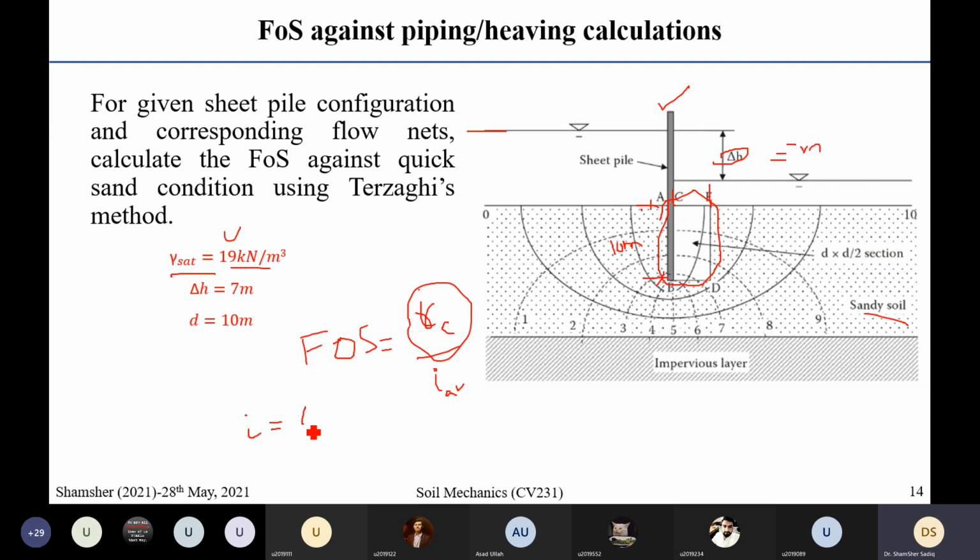i critical is equal to gamma submerged over gamma W. Okay, very good. So what will gamma submerged be? Who will tell? 19 minus 9.81, divided by 9.81. So the only thing I need to calculate is i average, the average hydraulic gradient. And from which location do I have to calculate it? Let me show you.